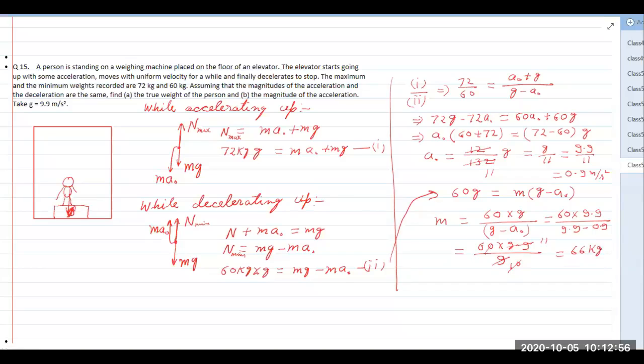But when the lift is accelerating upward, the machine records his weight as 72 kg. His apparent weight increases. And when decelerating upward or accelerating downward, his apparent weight is 60 kg, so his weight is decreasing. In this way, we apply the pseudo force.